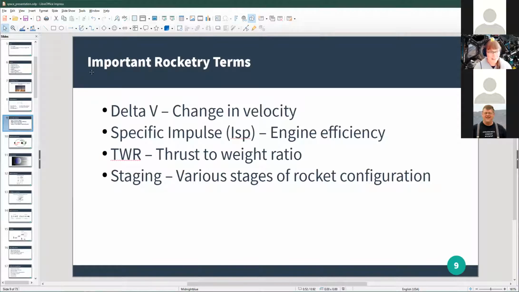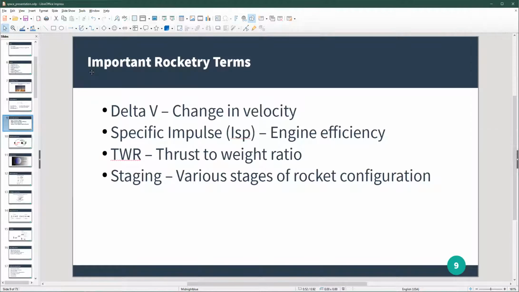Anyway, so important rocketry terms. We already talked about delta V, which means change in velocity. We also have to talk about specific impulse, which just means engine efficiency. Something with a high specific impulse uses very little fuel to get a lot of delta V. Something with very low specific impulse, or very low engine efficiency, uses a lot of fuel and doesn't get much delta V. TWR stands for thrust to weight ratio.